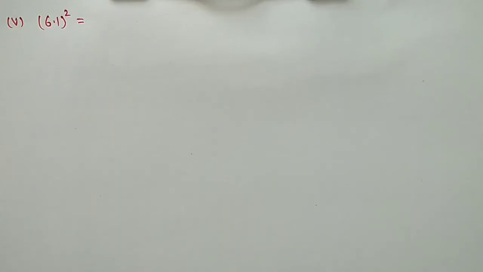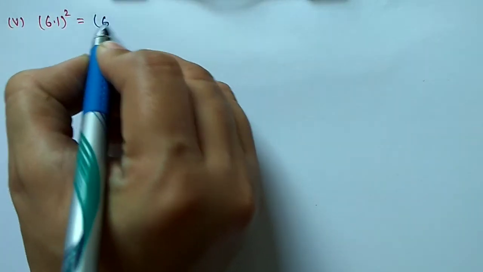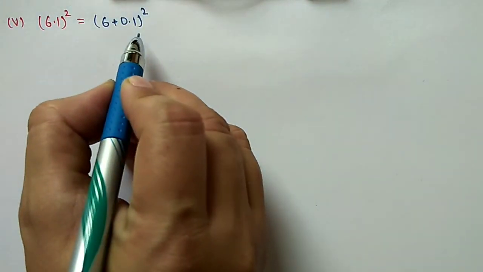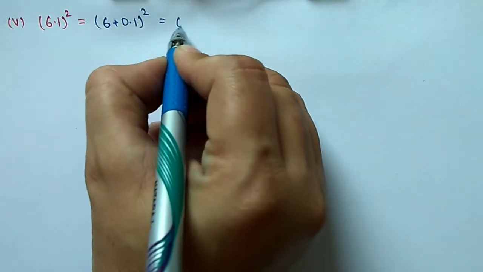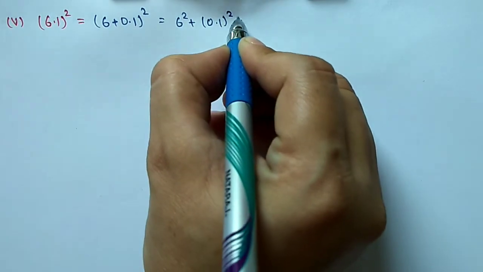Fifth part, 6.1 whole square, which we can write as (6 plus 0.1) whole square. Now apply the (a plus b) whole square formula. A square plus b square then plus 2ab.